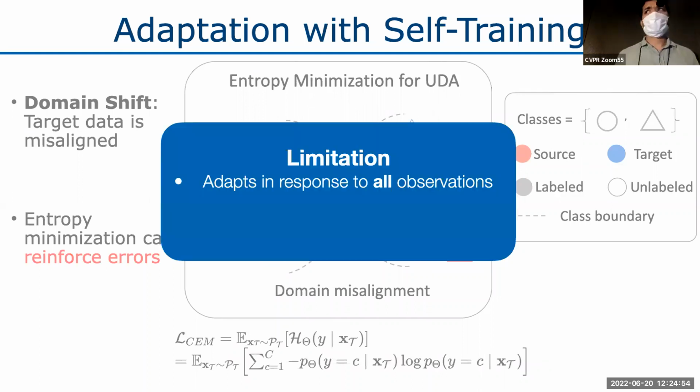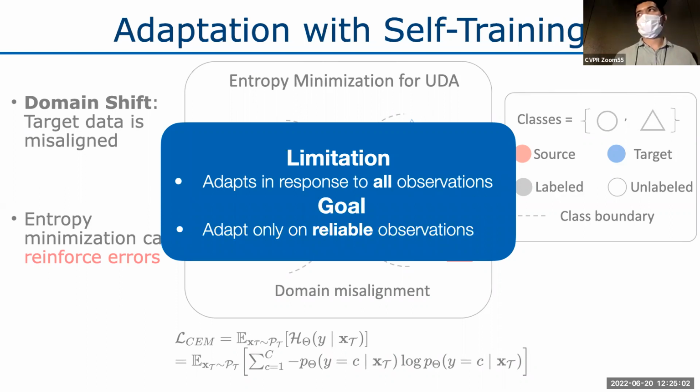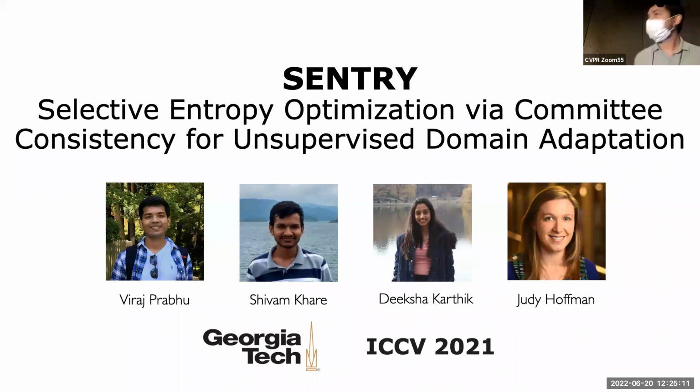So the main challenge here is that the model is being adapted in response to all observations, but the goal is to adapt only on reliable observations that have a high probability of being correctly classified. And we explore this idea in, sorry.